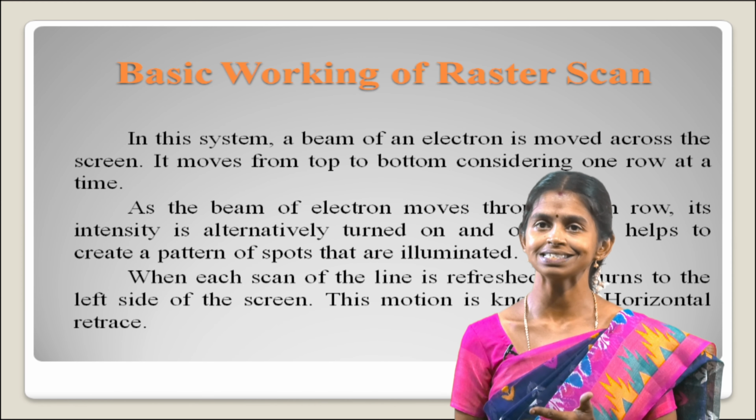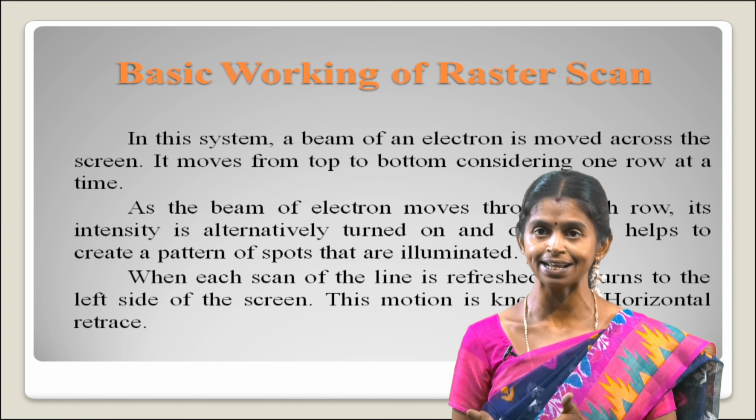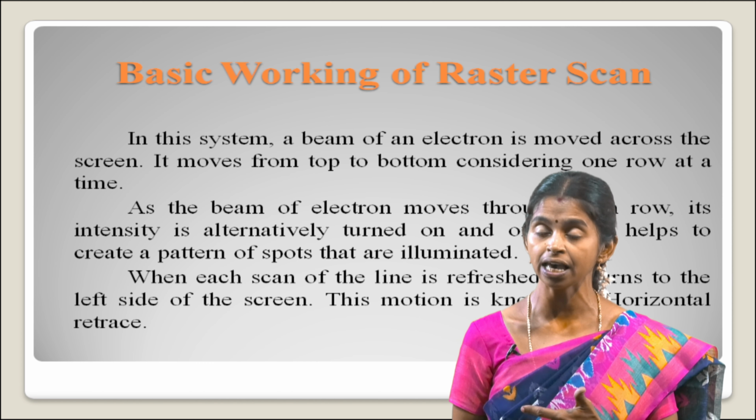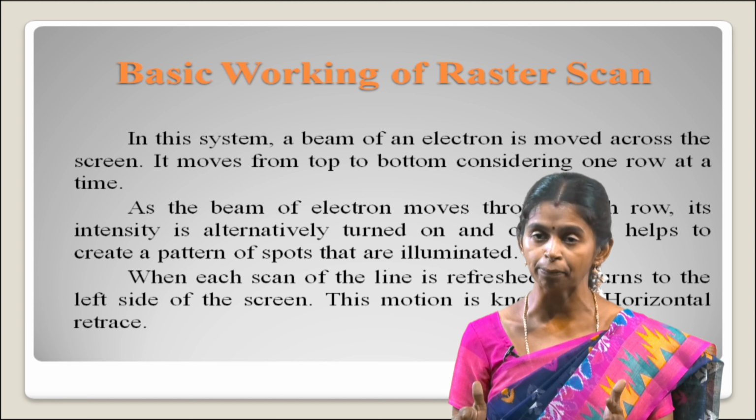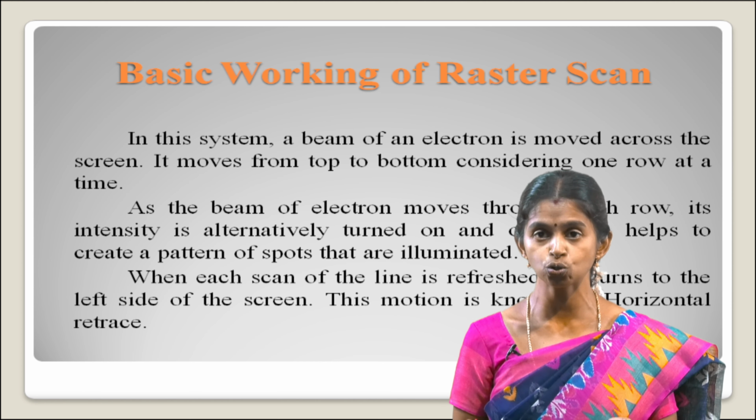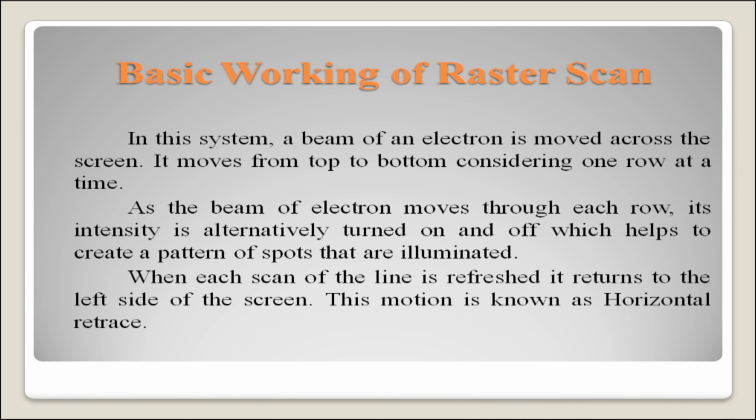Basic working of raster scan. In the system, a beam of electrons is moved across the screen. It moves from top to bottom, considering one row at a time. As the beam of electrons moves through each row, its intensity is alternately turned on and off, which helps to create a pattern of spots that are illuminated.